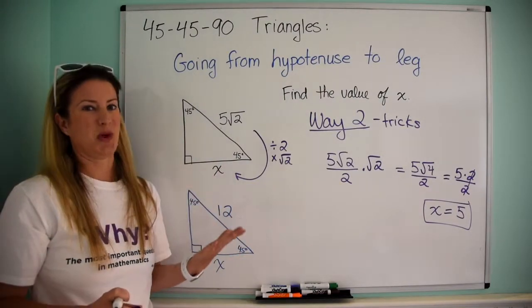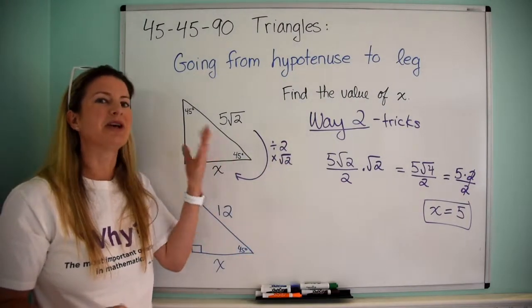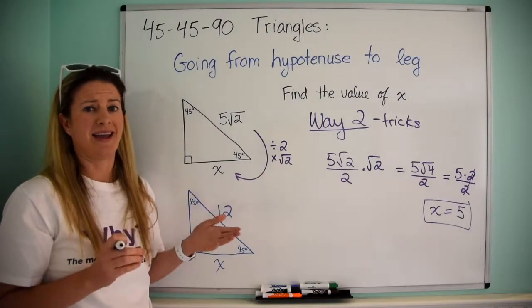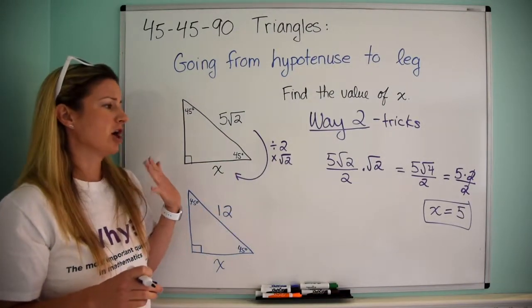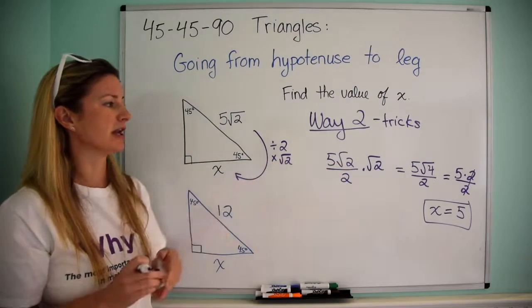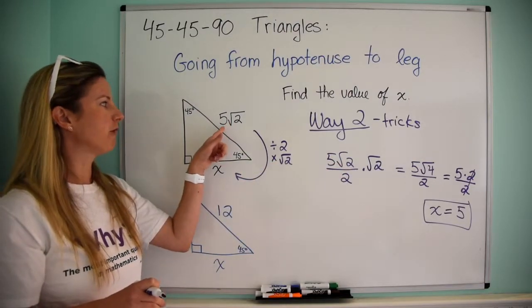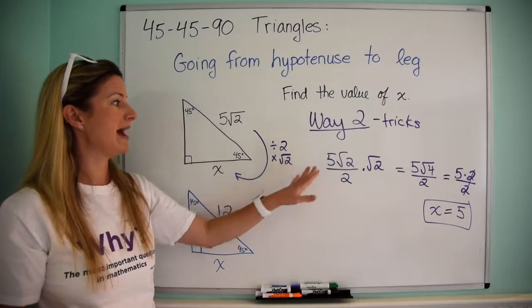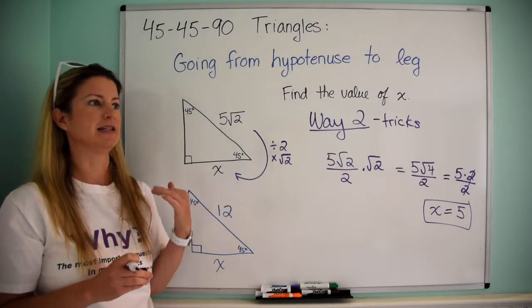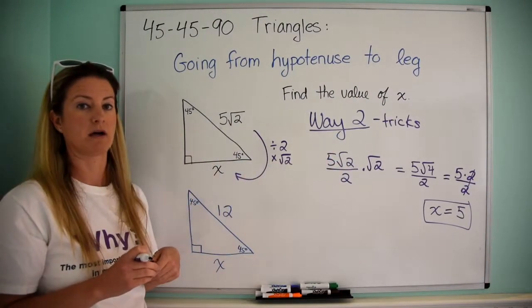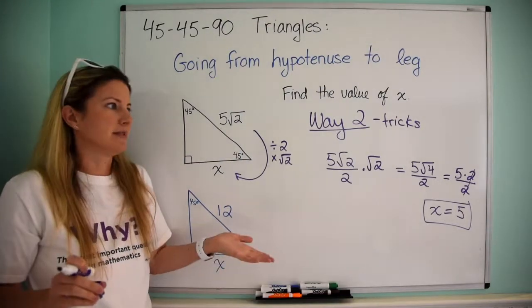Now, you just watched way 1. Is way 2 a little bit more complex? Yeah, it's more complex, it's more cumbersome. There's a greater chance you can make an error because you're doing a lot of calculations. So if it's ever in the form x root 2, I would not use the trick for that because it's going to take you a lot longer. But I wanted you to see because it's important.